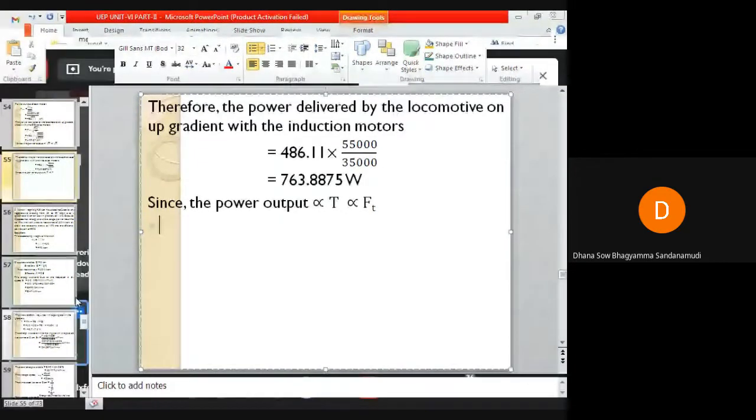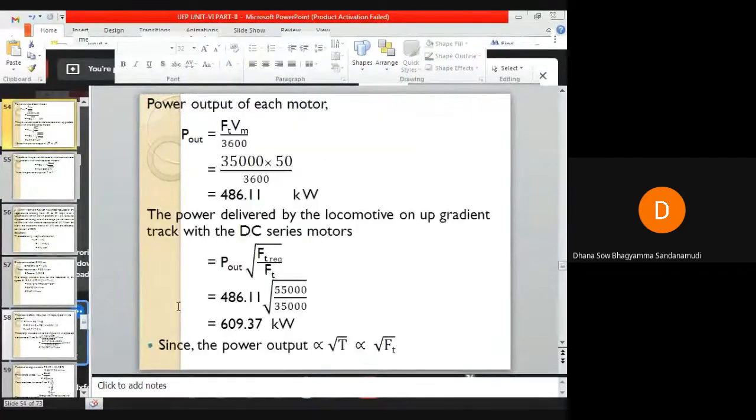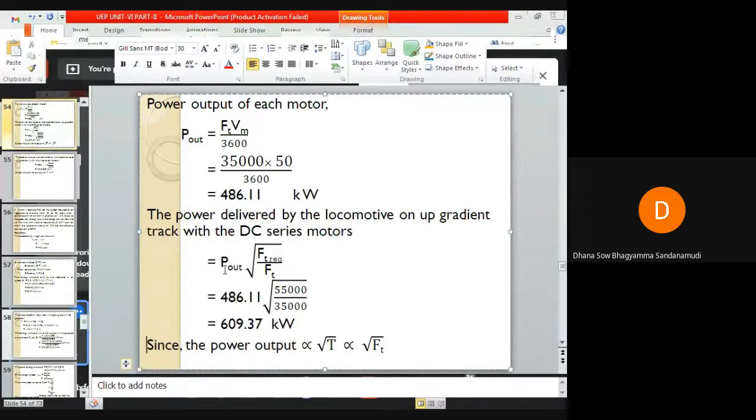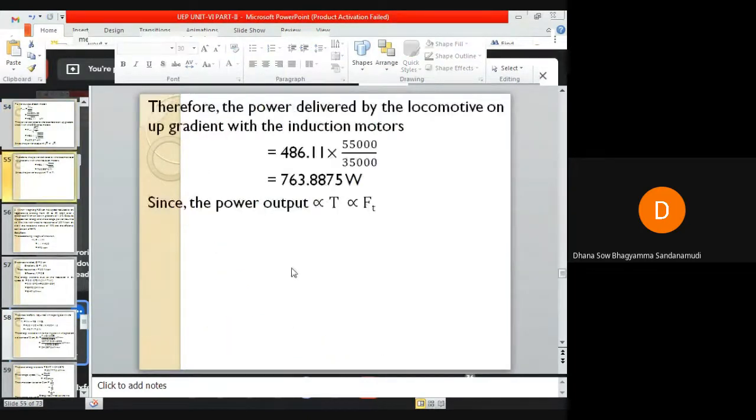For the case when the motor is a DC series motor, the output power is proportional to the root of the torque as well as the root of the tractive effort, whereas for the induction motor the output will be directly proportional to the torque and the tractive effort. Ft means tractive effort. That's why this formula, 486.11 into 55,000 by 35,000.